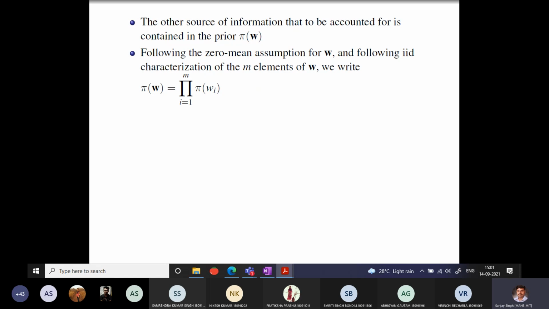And following the IID characterization of the M elements, we said that all these M elements are basically IID, independent and identically distributed. So we may write this as a product for i equal to 1 to M, and these are independent. So this is nothing but probability only, so we can multiply all the probabilities. When I do this, for p(w_i) I mentioned that a Gaussian assumption is there, so 1 by sqrt(2 pi) sigma_w, which is nothing but the standard deviation of the weight space, and exp of minus w_i squared over 2 sigma squared.